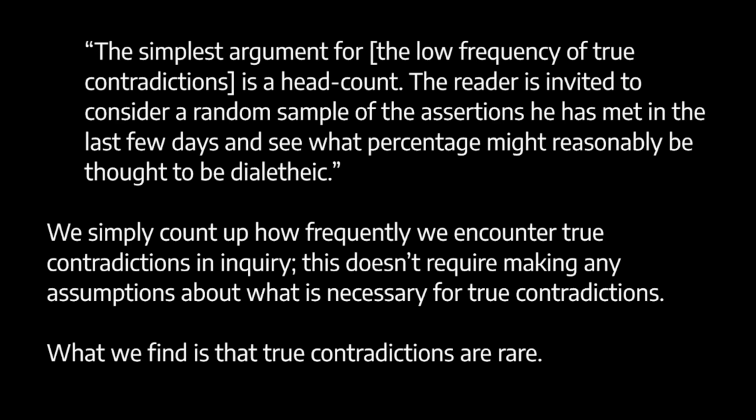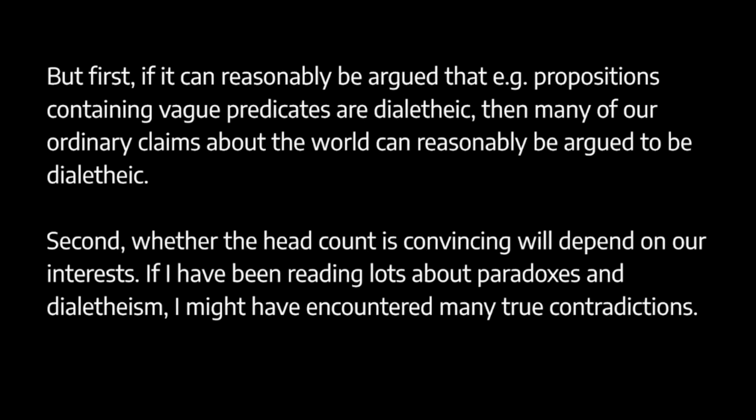Now, this may be intended as a restatement of the first argument rather than a separate argument, but one way to interpret this head count argument is that rather than listing the domains in which true contradictions occur and then taking this as a necessary condition on true contradiction, we just count up how frequently we actually encounter true contradictions in ordinary life and ordinary inquiry. That doesn't require making any assumptions about what's necessary for true contradictions. But Priest is going to say that what we find is, we just basically never or hardly ever encounter contradictions. Now, of course, this argument, I think, falls prey to the same problem as the previous argument.